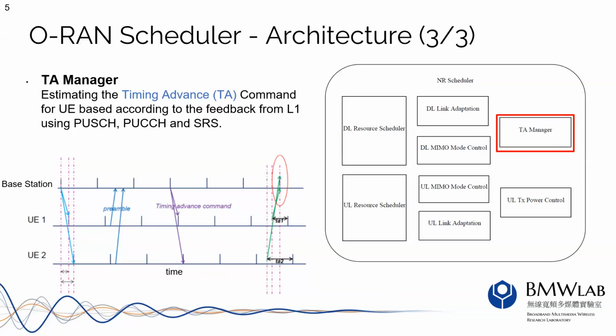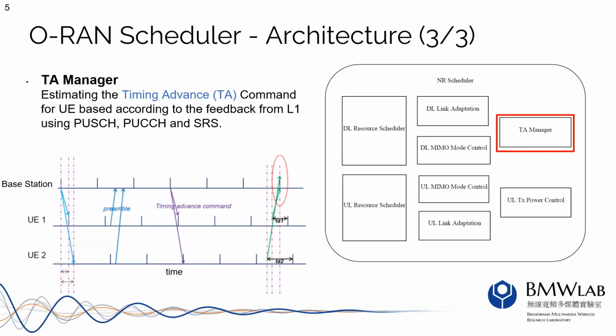And from the perspective of the base station, it wants to receive the uplink data from each UE at the same time. So the scheduler will adjust the transmitting time of each UE according to the distance between the UE and the base station, and this is called the timing advance. So the TA manager is used to estimate the timing advance command.